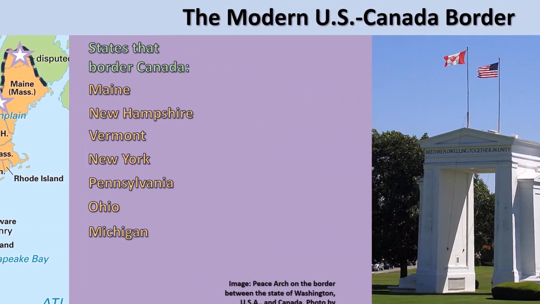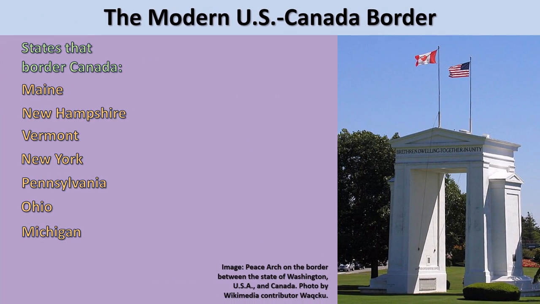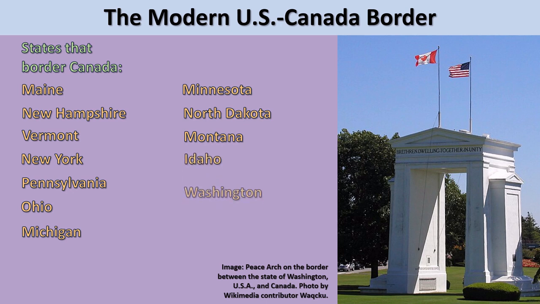Today, the U.S.-Canada border stretches far beyond Michigan, reaching all the way to the Pacific Ocean. States that border Canada now include Minnesota, North Dakota, Montana, Idaho, and Washington. Another state that borders Canada in the modern day is Alaska. Alaska is located farther north than any other U.S. state. It's also the largest state of the United States. The border between Alaska and Canada is one of the longest continuous international land boundaries in the world.